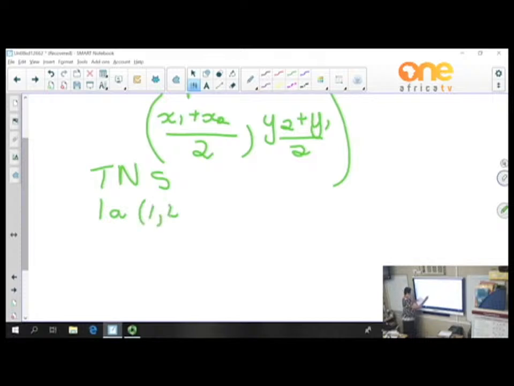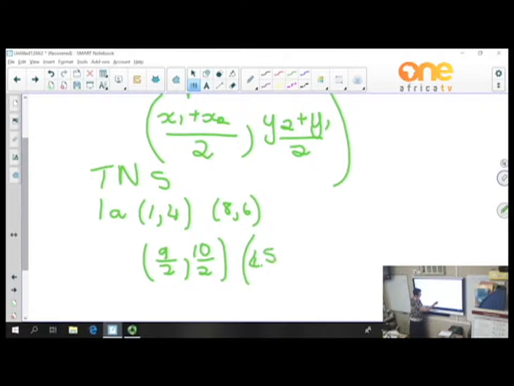1, 4 and 8, 6. So the midpoint is then 9 over 2 and 10 over 2, which is 4.5 and 5. There's the midpoint. Can you see? So there's then the first one, and this is very easy. Can you see? I just need to know my formula, then I can do it.